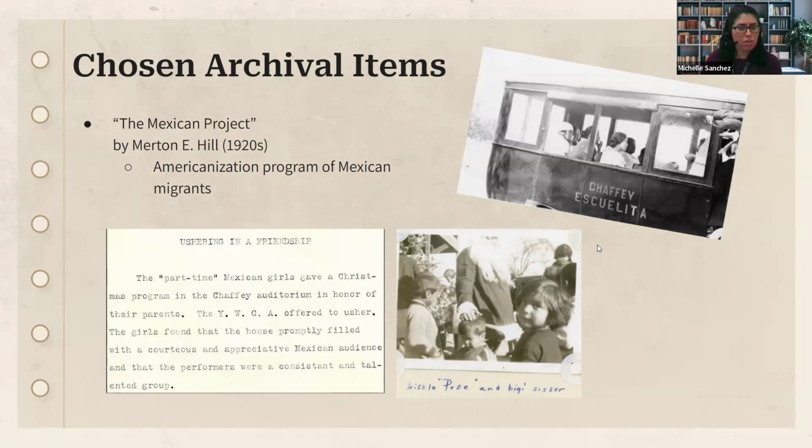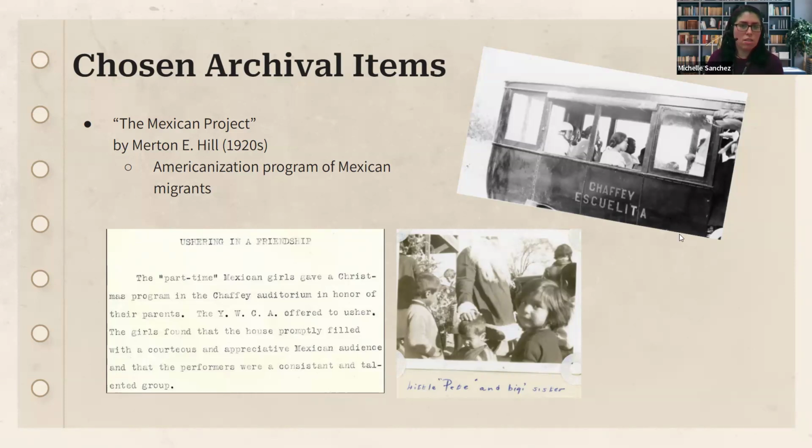So specific examples from this particular draft, it looked like it was typewritten on that very flimsy paper material. I think it's called onion paper is the proper term for it. But here we have some photos that were stuck down in the paper as well as some text that was typewritten. So here we have an example of what's called the Chaffey Escuelita. It was an old bus, an old vehicle that was retrofitted to become a traveling classroom.